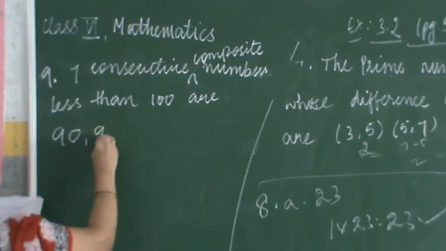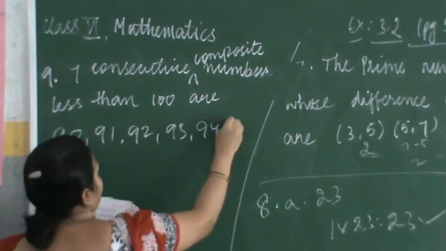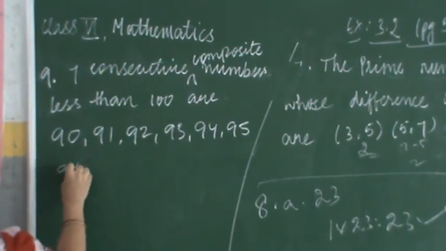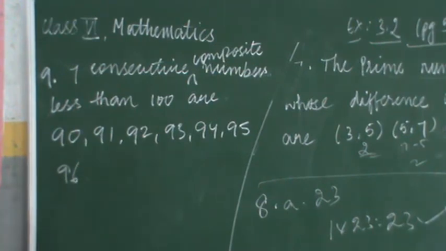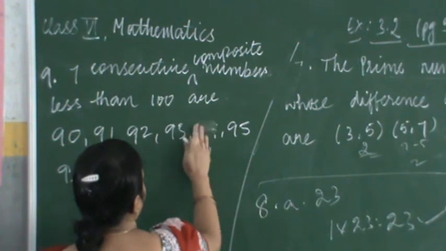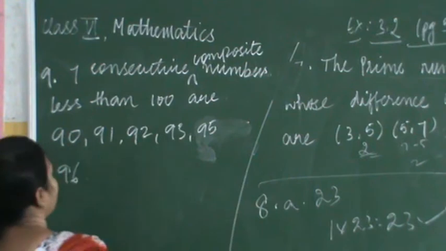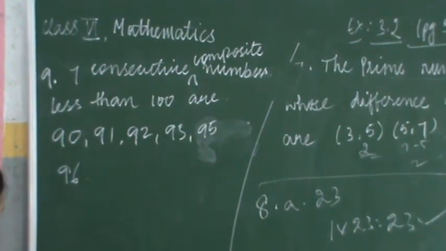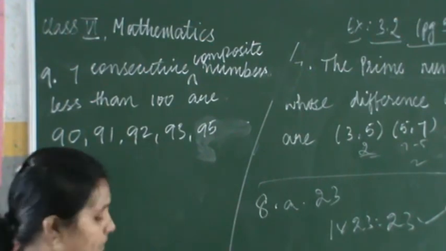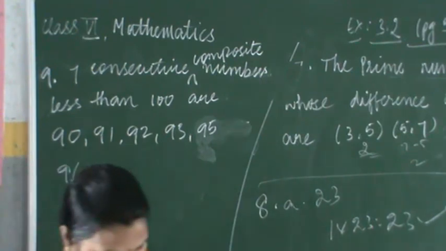90, 91, 92, 93, 94, 95, 96. These are 7 consecutive composite numbers below 100. These numbers come in an order.